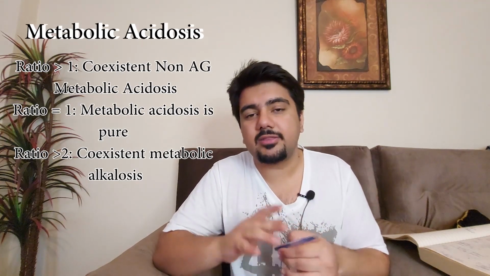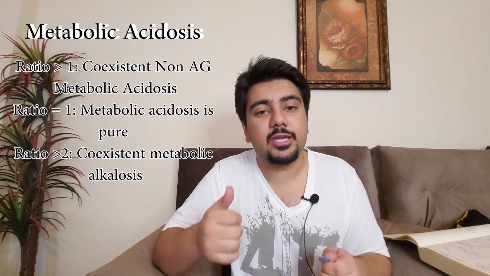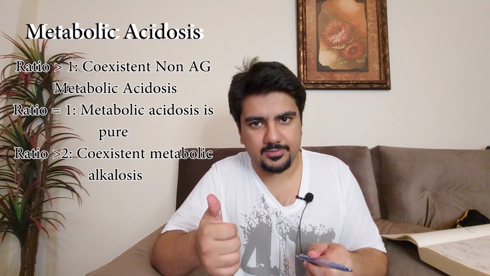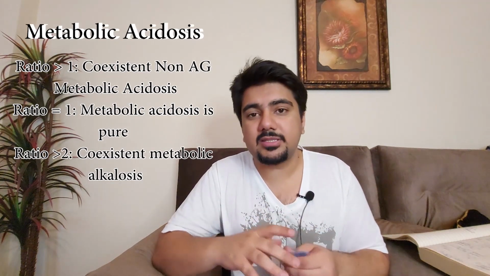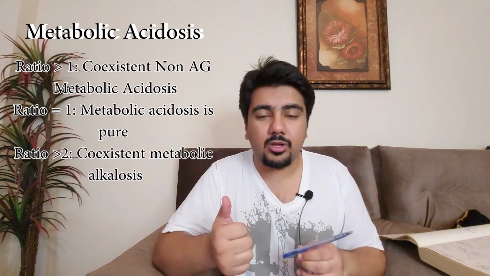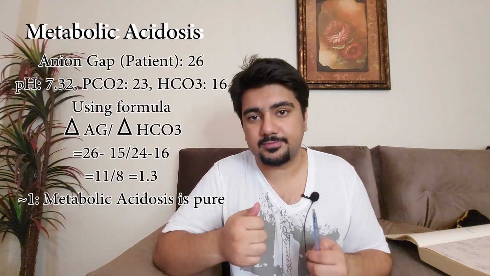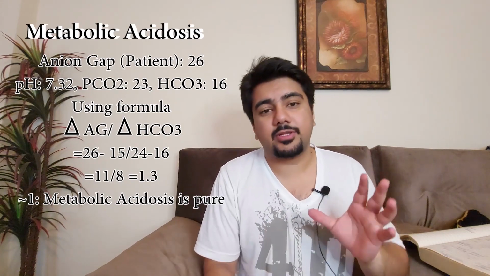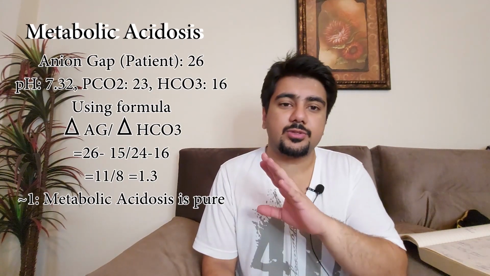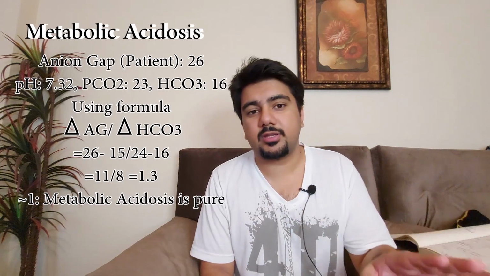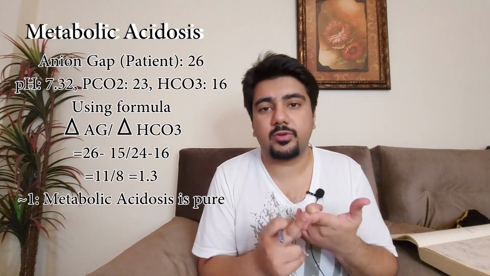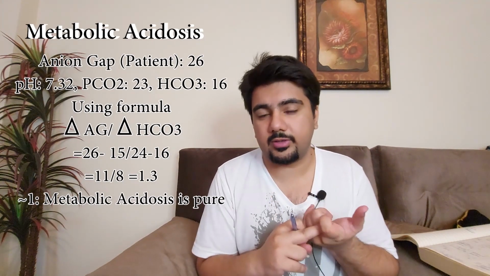If the ratio comes down to be 1, it means that the metabolic acidosis is pure. If the ratio is less than 1, it means that there is a co-existent metabolic acidosis, which could be a normal anion gap metabolic acidosis. If the ratio comes out to be more than 2, it means that there is a co-existent metabolic alkalosis along with the primary metabolic acidosis. Okay, so an example is thrown onto the screen, which is going to be from the same patient that we studied, which had a pH of 7.32, a PCO2 of 23, and a bicarb of 16.